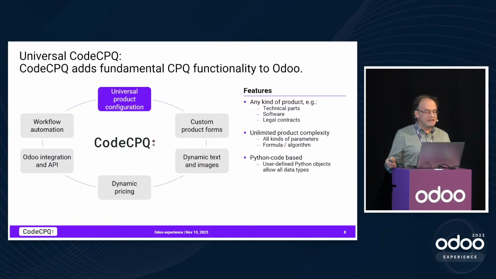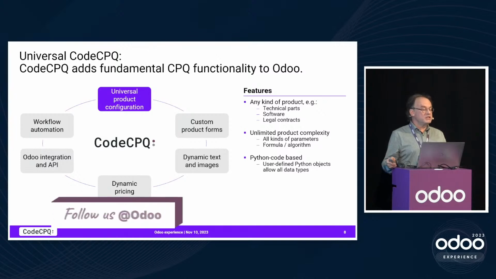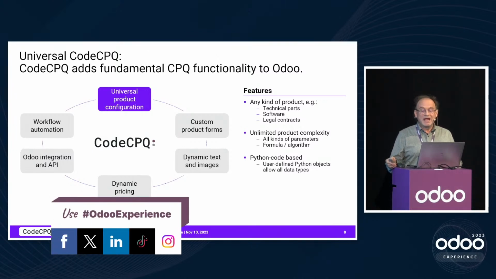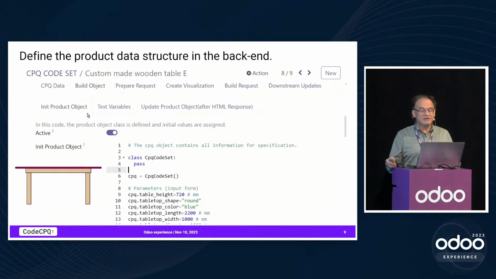For example, technical parts, software, contracts, or services. These products can also be very complex. All you need is to know how to describe code or formulas or algorithms using Python. For each CPQ product, you can create your own data structure as a Python object, even in the backend.